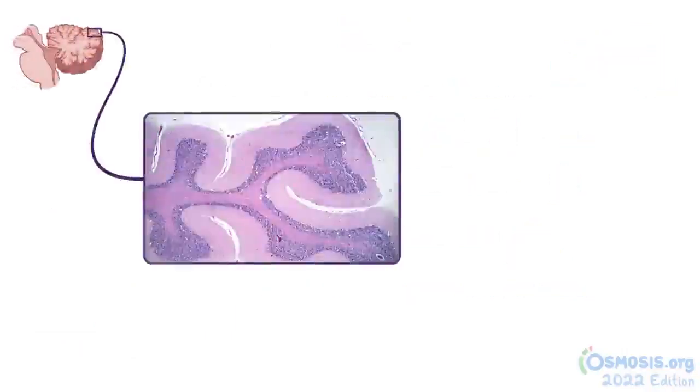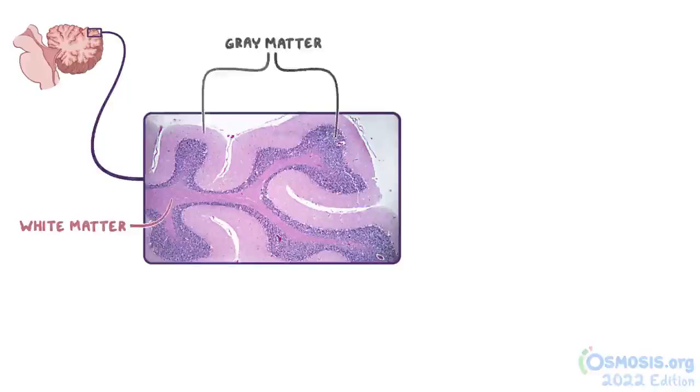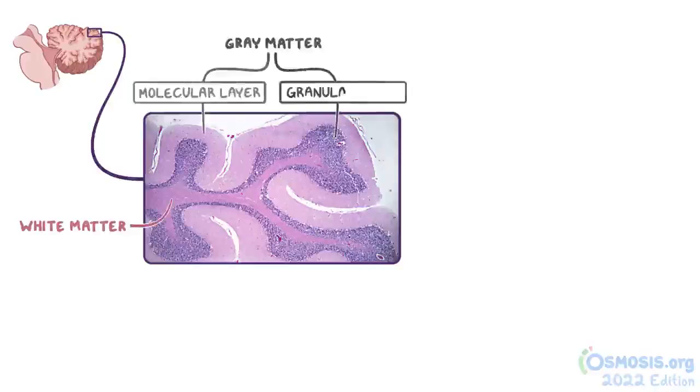Moving to the cerebellum, at low power, the cortex has 3 layers seen with an H&E stain. The innermost layer that's stained dark pink is the white matter. The purple middle layer and outer light pink layer are both a part of the gray matter. The outer layer is the molecular layer, and the dark purple layer is the granular layer.